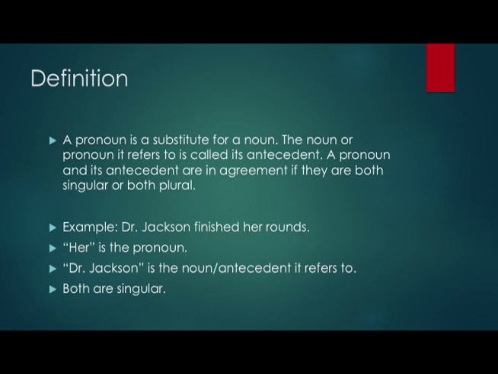A pronoun is a substitute for a noun. So a noun might be Bob and the pronoun would be he or him or his. The noun or pronoun it refers to is called the antecedent, and the pronoun and that antecedent are in agreement if they're both singular or both plural. So that's the whole thing.